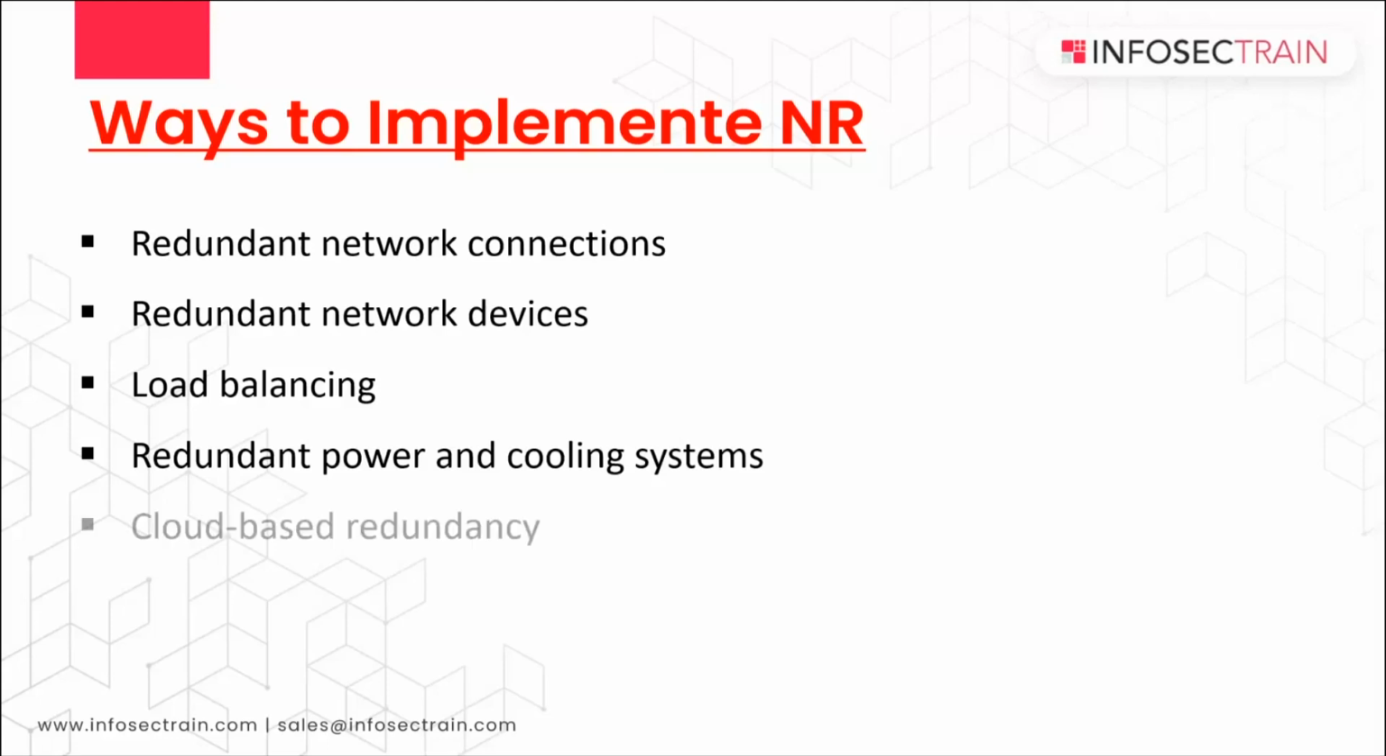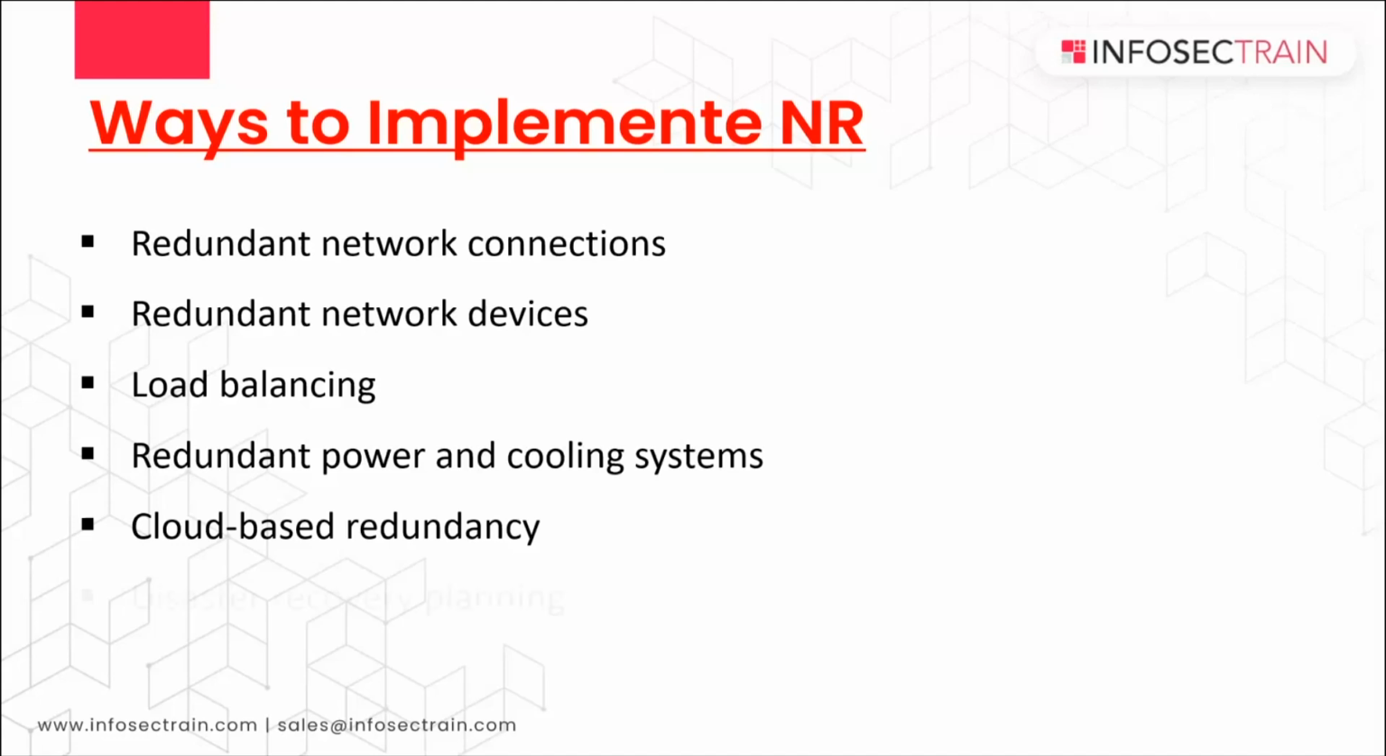Now, what about next? Cloud-based redundancy. Cloud-based redundancy involves replicating critical network services and applications in the cloud, providing backup functionality in case of an on-premise failure. It can also provide geographic redundancy, that is, ensuring that network services remain available in case of a regional disaster.